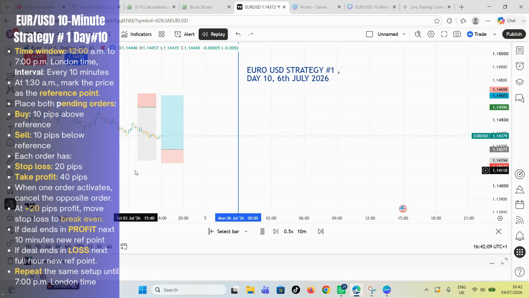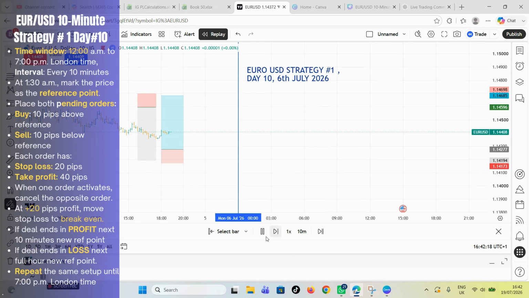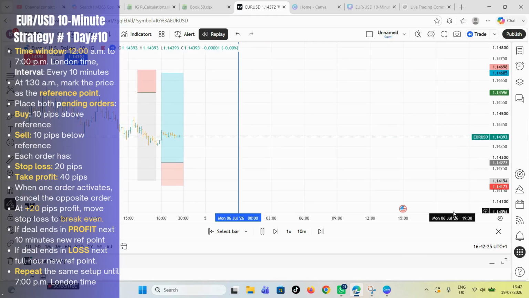The strategy also includes an important protection rule. Once the active position reaches 20 pips of open profit, the stop loss must be moved to the entry price. This protects the trade at break even, while still allowing it to continue toward the full 40-pip target.